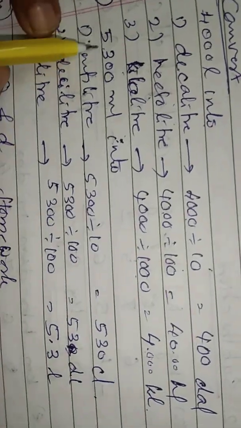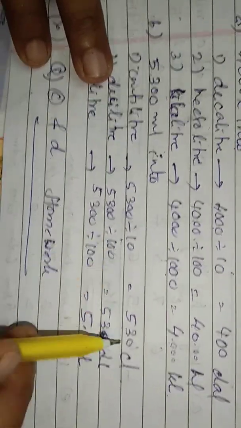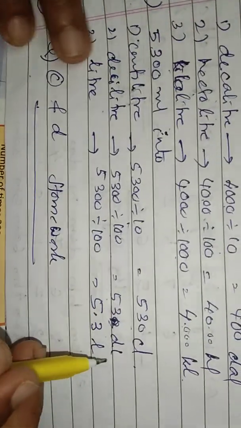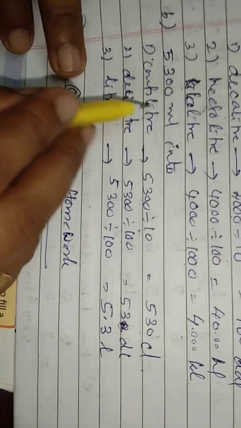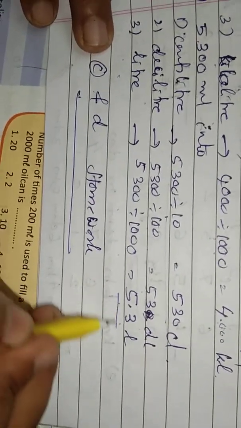Okay, now 5300 milliliter to centiliter, dividing by 10, it becomes 530. Then to deciliter, divided by 100, it becomes 53. And milliliter to liter, dividing by 1000, you will get 5.3 liter.